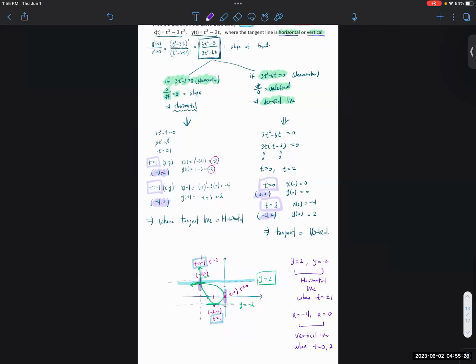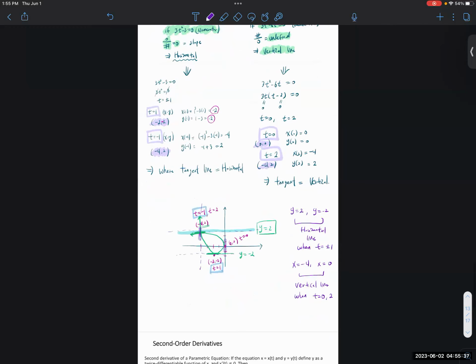We found the slope of the tangent line. And then we found the particular t when it is a horizontal and vertical line. So when you check the graph, exactly when t equals ±1, we found the horizontal line at y equals 2 and -2. When t equals 0 and 2, you find the vertical line at x equals -4 and x equals 0. So that's the solution. So think about it. Okay.